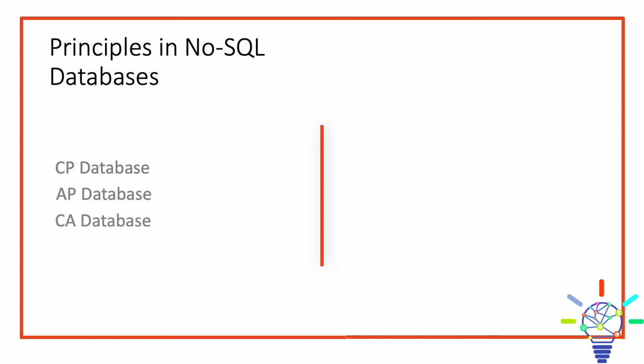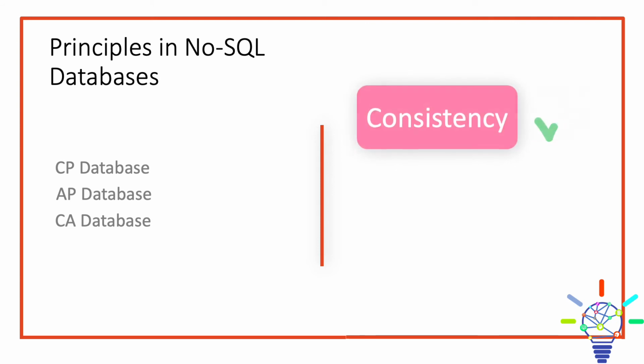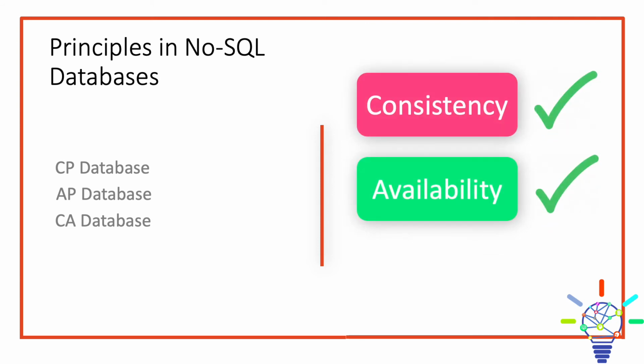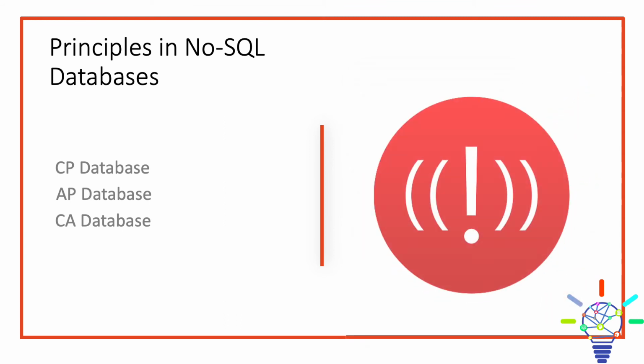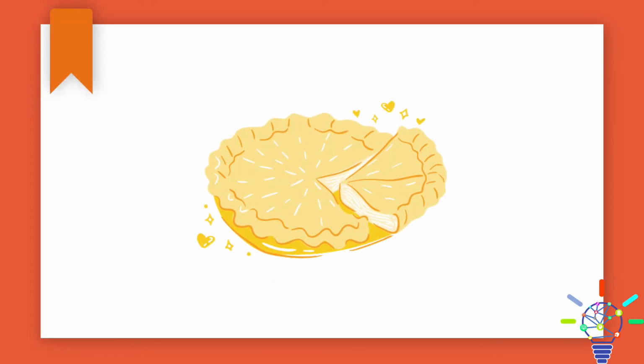CA database. A CA database delivers consistency and availability across all nodes. It can't do this if there is a partition between any two nodes in the system, and therefore can't deliver fault tolerance. We listed this CA last for a reason. In a distributed system, partitions can't be avoided.